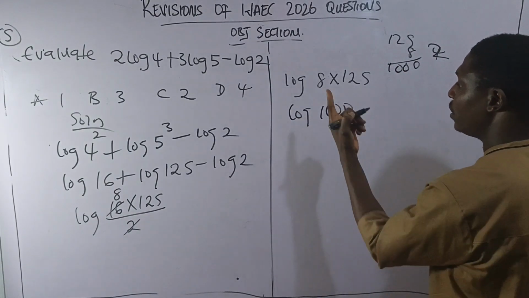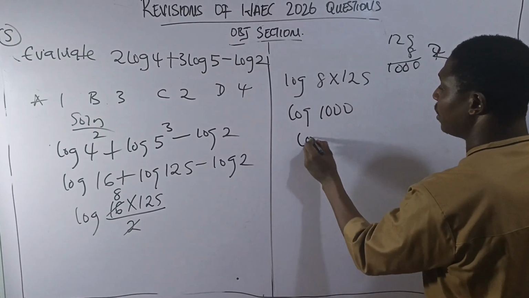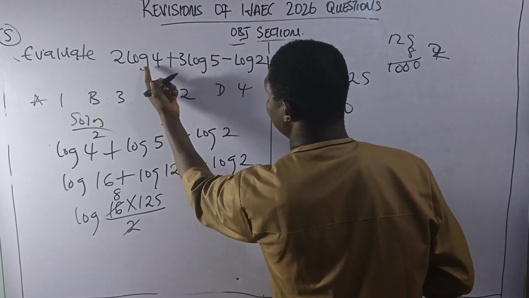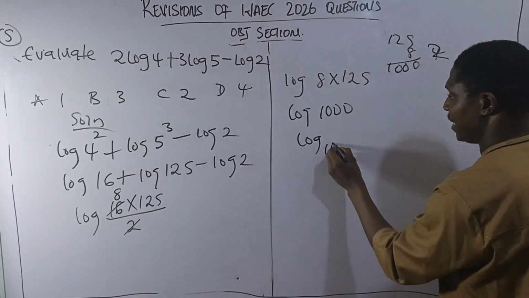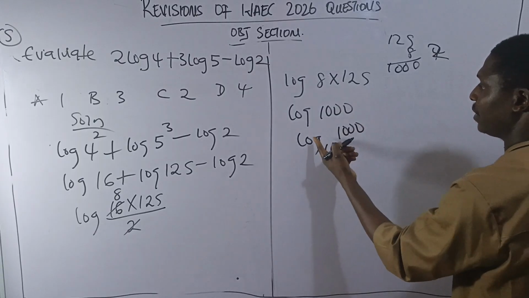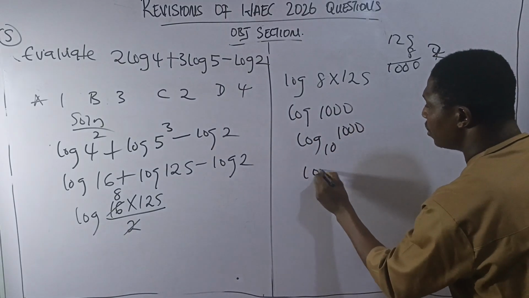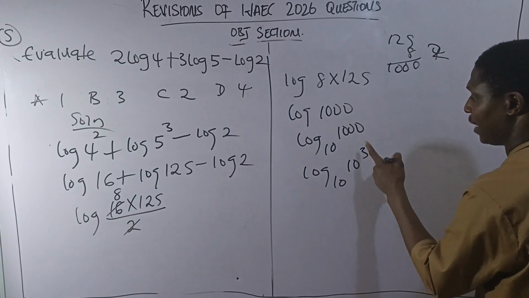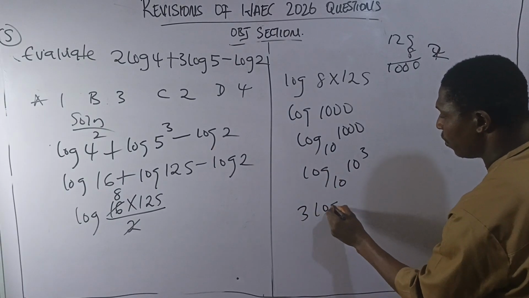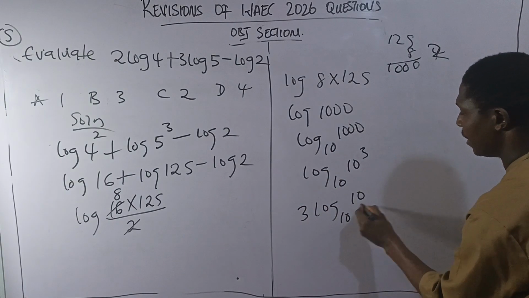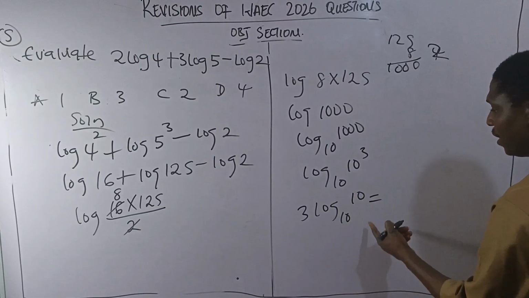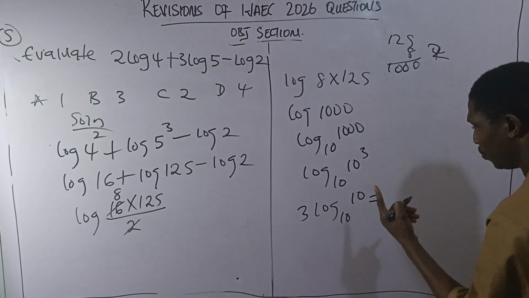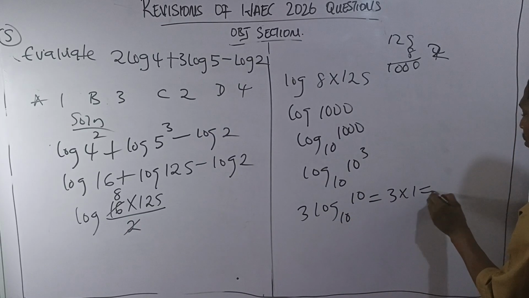And log 1000, since they didn't give us any base, it simply means it's base 10. So I have log 1000 base 10. 1000 is the same as 10 raised to power 3. I can bring my 3 to the front. I'll have 3 log 10 base 10. And logarithm to its own base is 1. This is log 10 base 10, so it will give you 1. So I have 3 times 1, which is equal to 3.